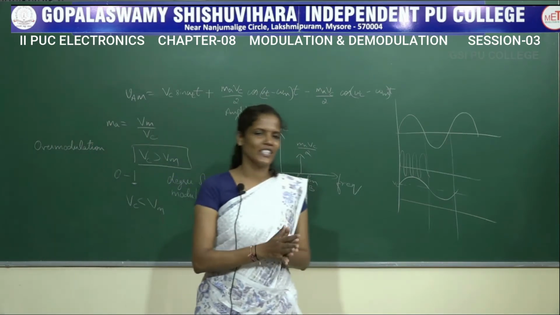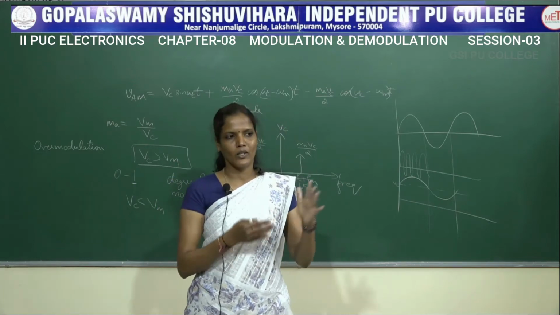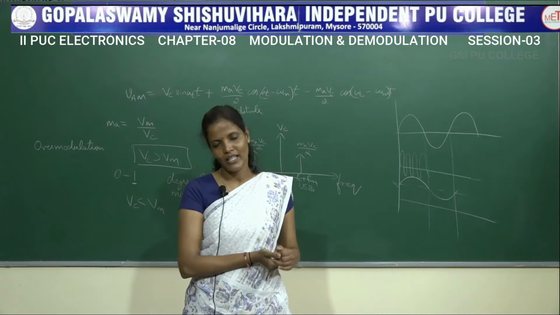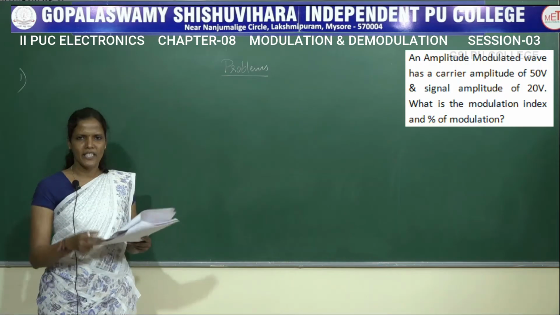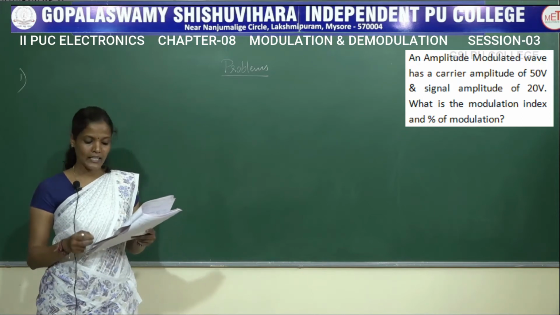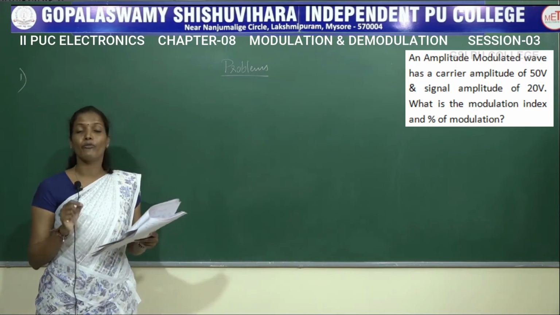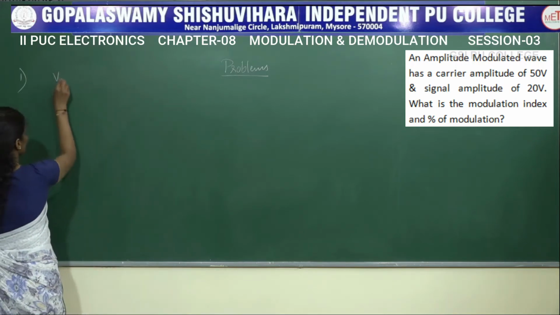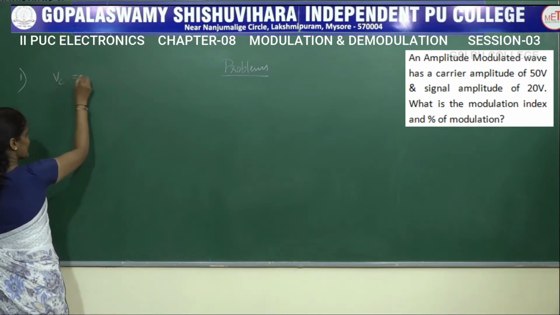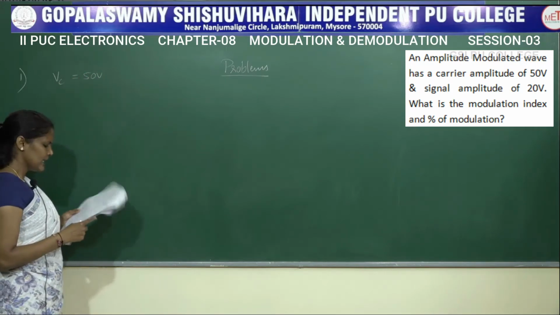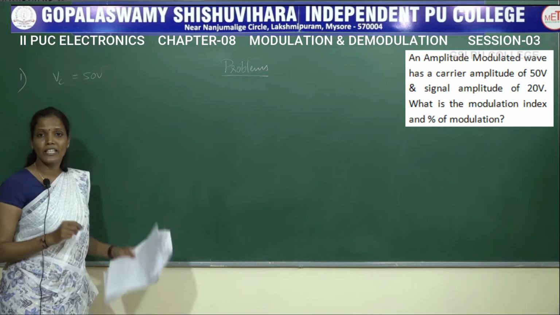Clear? Now let us try to solve some problems with the expression for the instantaneous equation of an AM wave. Here's the first problem. An amplitude modulated wave has a carrier amplitude of 50 volts. Carrier amplitude is denoted by Vc and that is given as 50 volts. And signal amplitude of 20 volts.